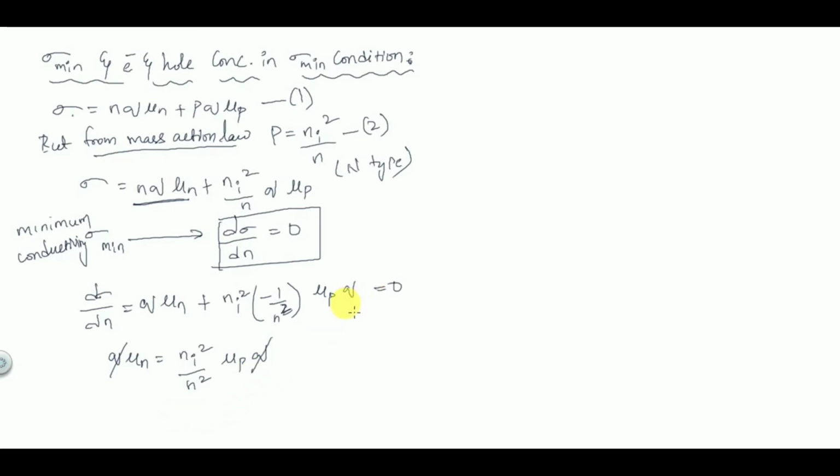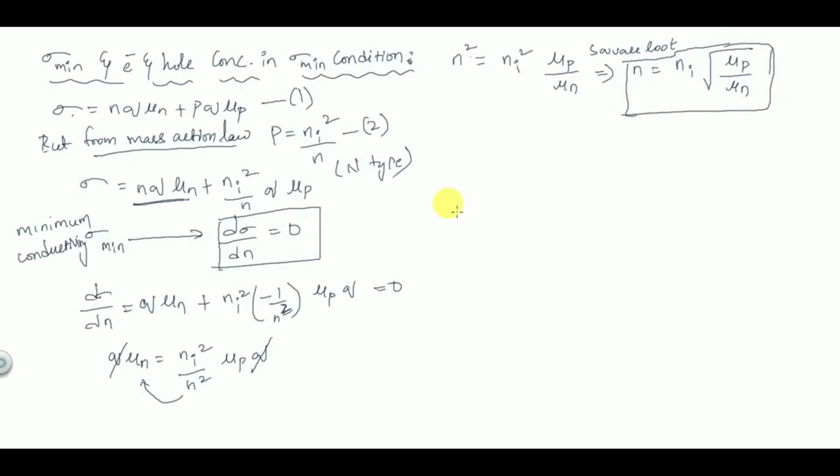What you are left with: n squared is equal to, sending this to the other side, ni squared into μp by μn. So taking square root on both sides, n is equal to ni into root of μp by μn. So this is the formula for concentration of electrons.